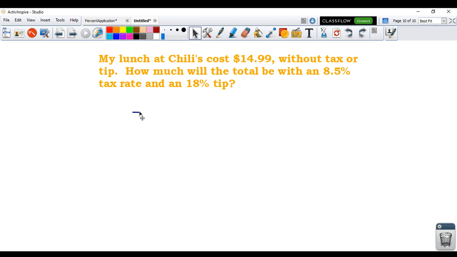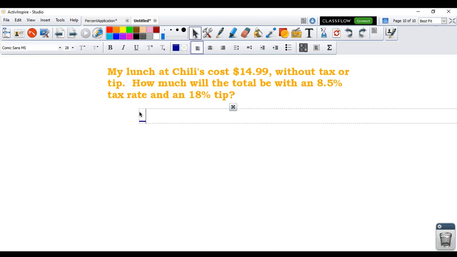My lunch at Chili's cost $14.99 without tax or tip. How much will the total be with an 8.5% tax rate and an 18% tip? So there's two steps here. I have to first figure out how much am I leaving in tip, and that's going to be off of my subtotal, which is $14.99. Then I'm going to figure out the tax amount off of the subtotal as well. Both the tip and the tax are calculated off of the subtotal.